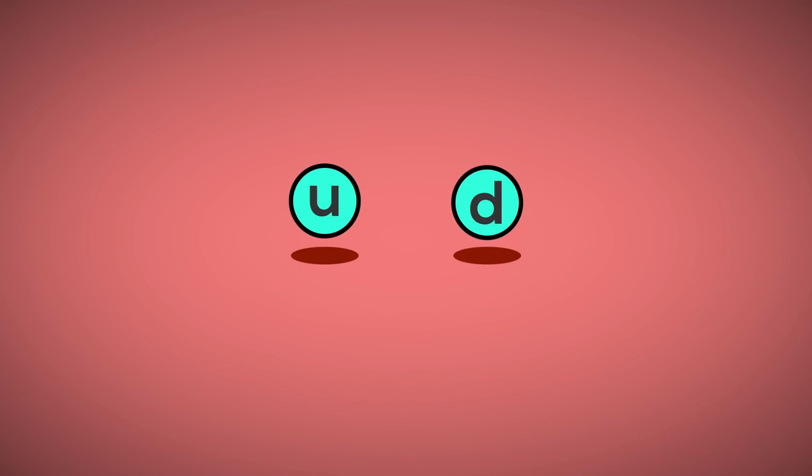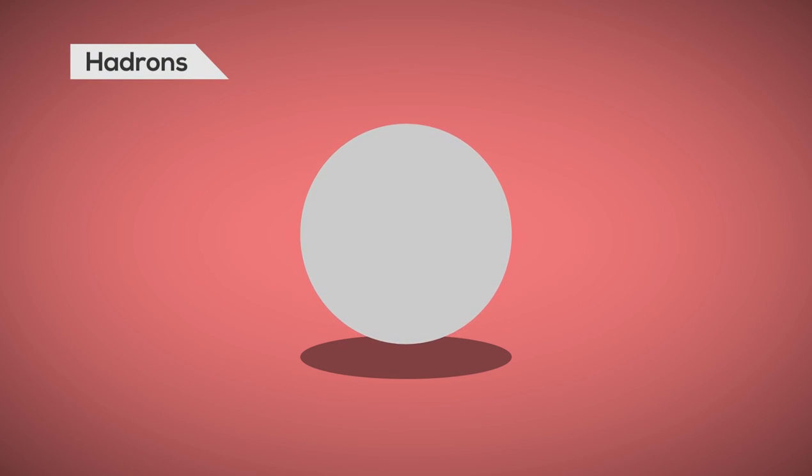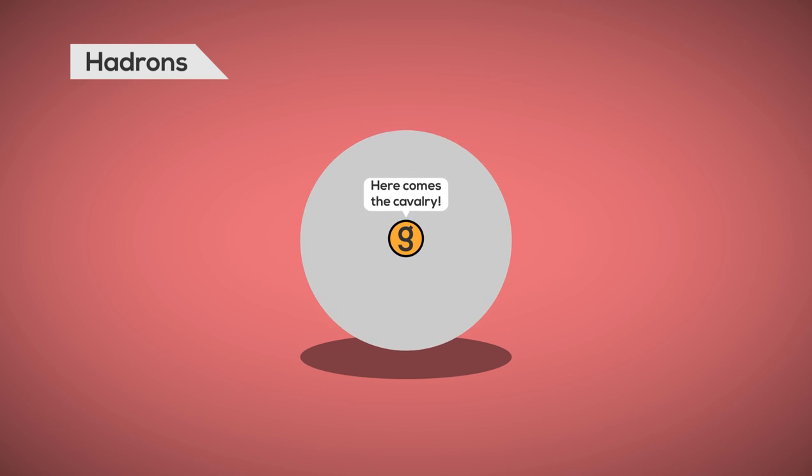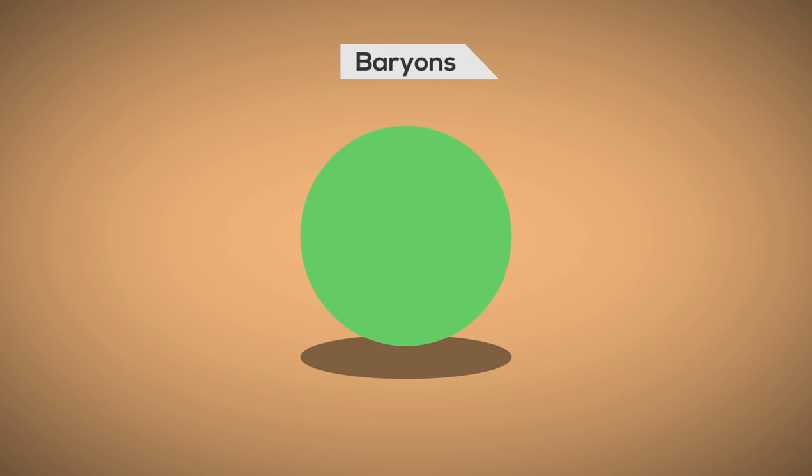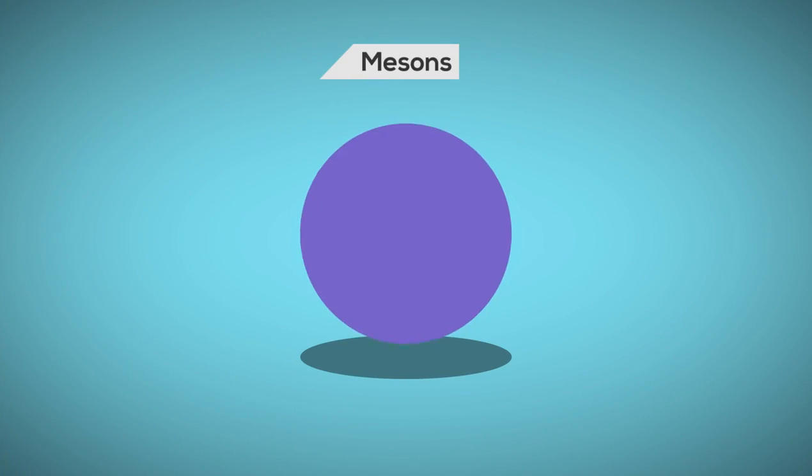Now, a quark is always found with at least another quark, forming hadrons. Hadrons are composed of quarks, which are bound by gluons and their strong force. There are 2 types of hadrons: baryons and mesons. Baryons are made up of 3 quarks, and they have half spin, so they are fermions. Mesons are made up of a quark and an antiquark.